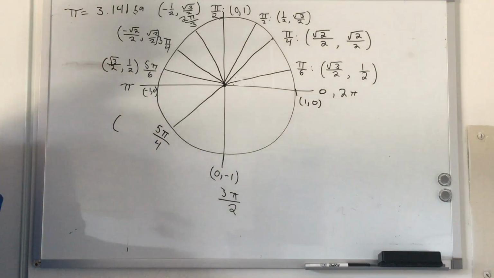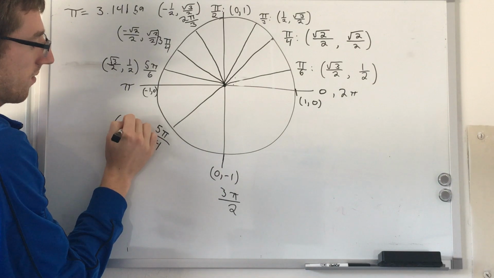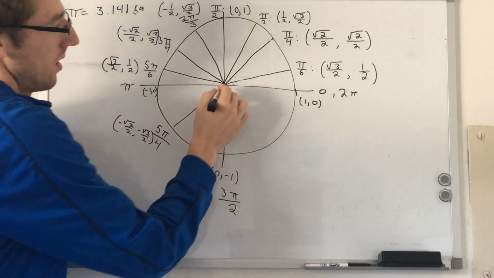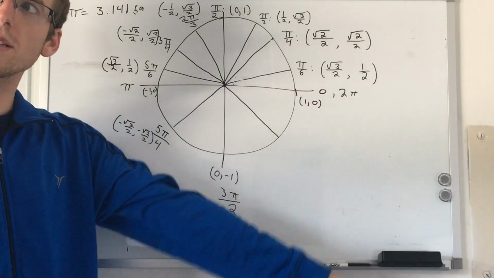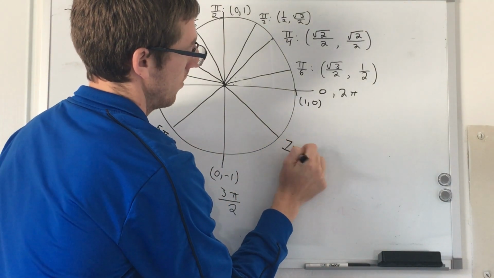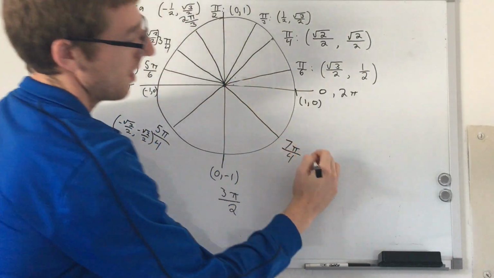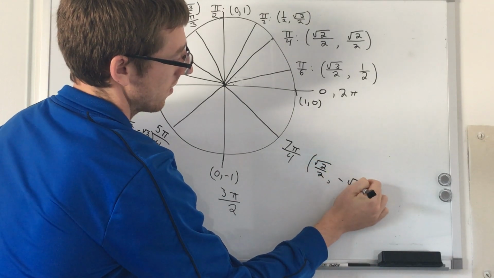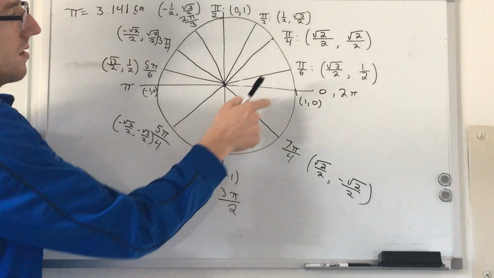And this would be, well, now let's think about it. Our x and y are both negative. So we have negative root 2 over 2, negative root 2 over 2. And this one over here, we have 3 pi over 2 plus pi over 4, so that's going to be 7 pi over 4. Our x is positive, so we're going to have root 2 over 2, but our y is still negative, so negative root 2 over 2. You can fill in the rest of these.